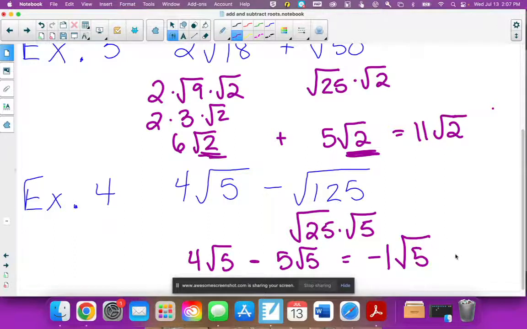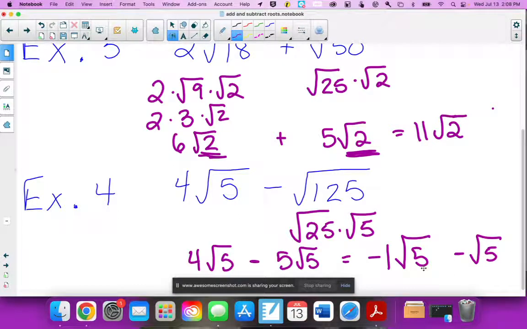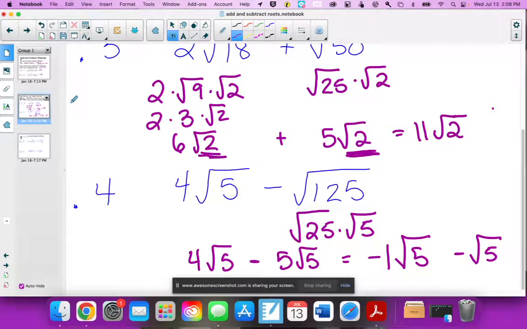You will sometimes see that written like this because it does mean the same thing. That one is understood, right? Because coefficients mean they're multiplying. But I will take either answer when you're working on these. All right, so let's kick it up another step.